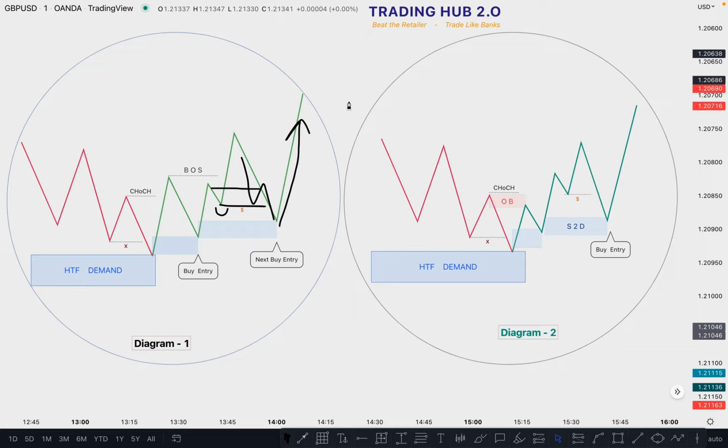Now let's switch to diagram 2. You can see what is happening here. In diagram 2, the market taps on the demand zone in the POI zone, and the same thing happens here, the market taps here. But this time a slightly different picture appears. The market did not break this structure in a single move like this. You can see this time the market gives a little reaction at this order block, pushes downside and then breaks this structure.